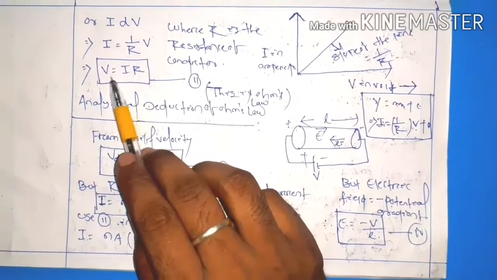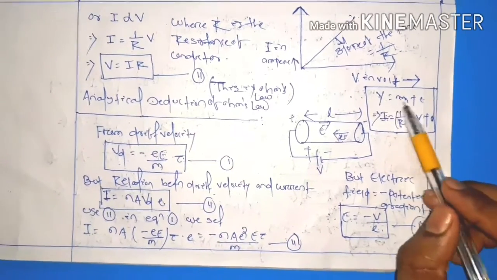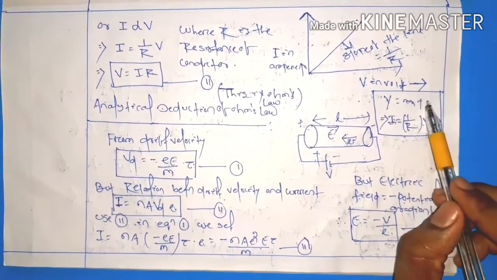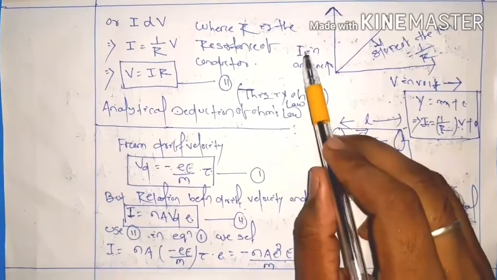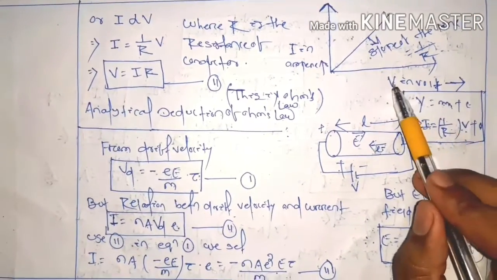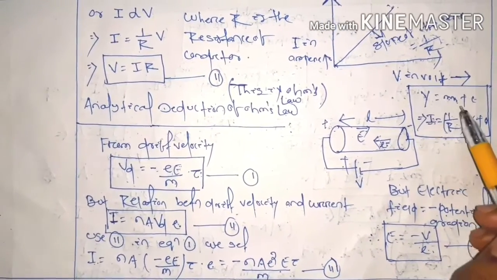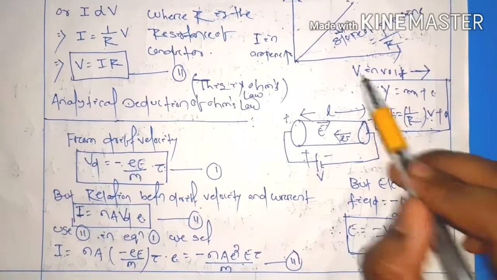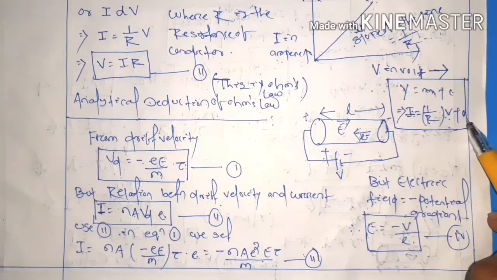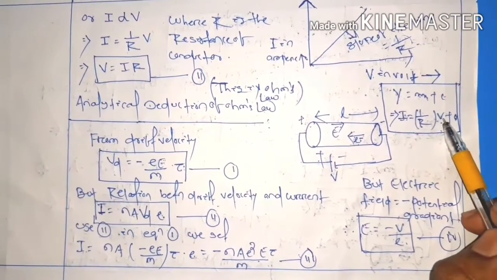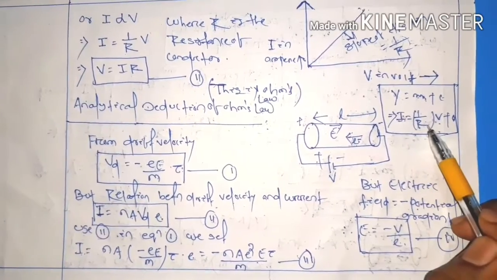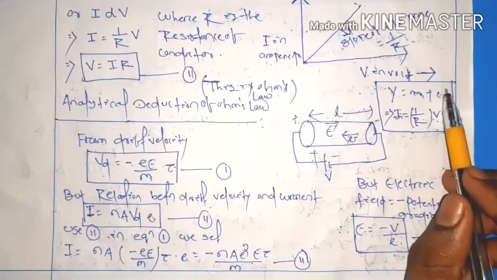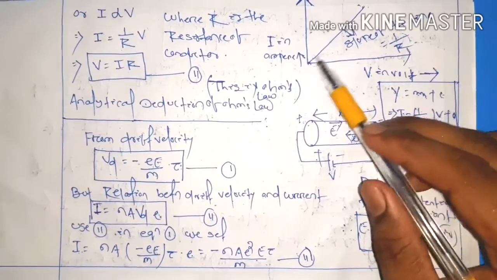So this equation V is equal to IR is in the form of y is equal to mx plus c. y is equal to mx plus c is the equation of a straight line. So on the y-axis current is taken, on the x-axis voltage. So y is equal to current I, m is equal to the slope of the line 1 by R, x on the x-axis is voltage V, plus c is equal to 0. So therefore I is equal to 1 by R of V, or V is equal to IR. That means V is equal to IR is in the form of y is equal to mx plus c, where 1 by R is the slope of the line.